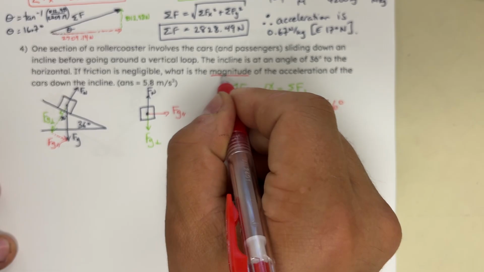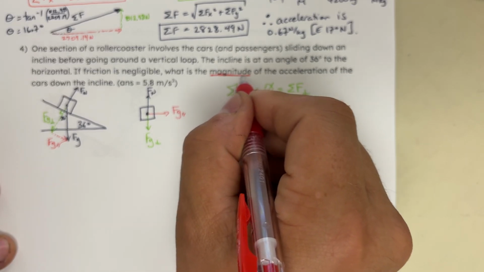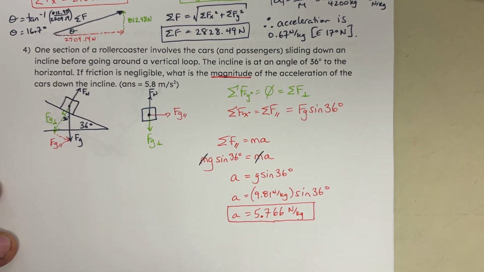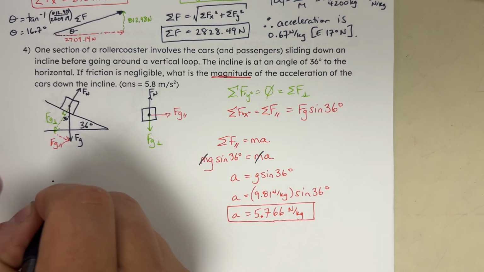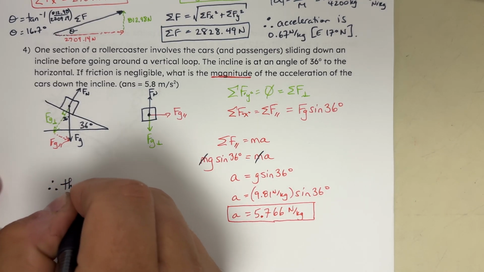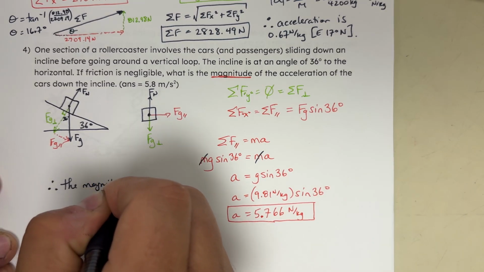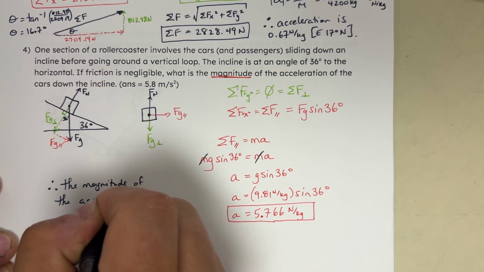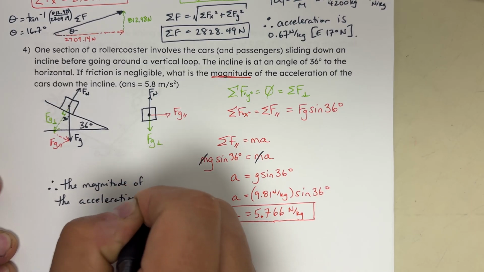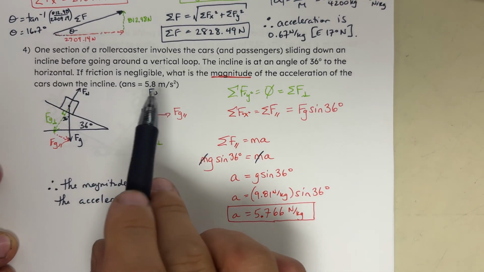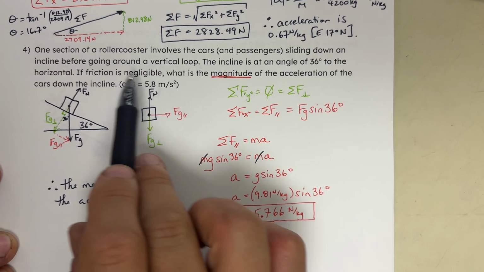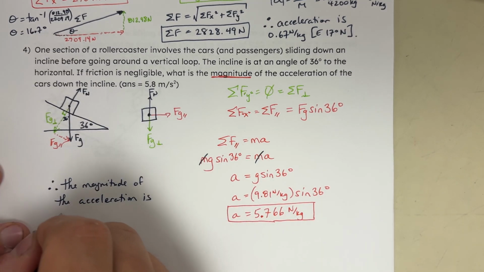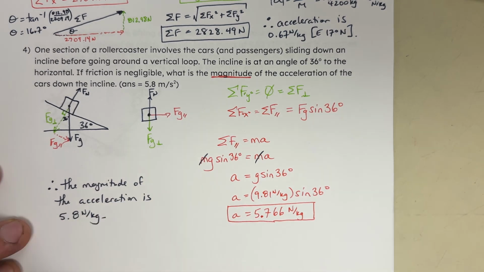And that was one of the things on, I think it was a previous quiz. When it says magnitude, don't go calculate the direction. That just is inefficient. Okay, so therefore the magnitude of the acceleration is, and if I look here, 36, so I only have two significant digits, so I'm going to say it's 5.8 newtons per kilogram.